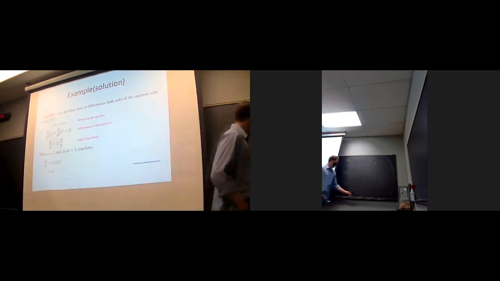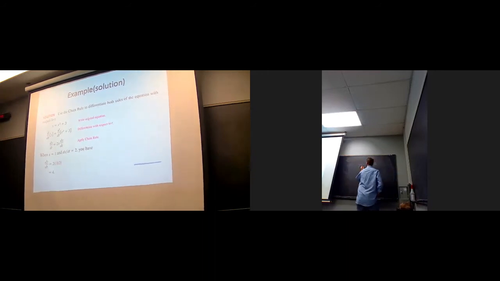So what I'm saying is this thing acts like u as a function of y. This thing acts like u as a function of x. So when we differentiate, what we're going to get is du/dy times dy dt, right?